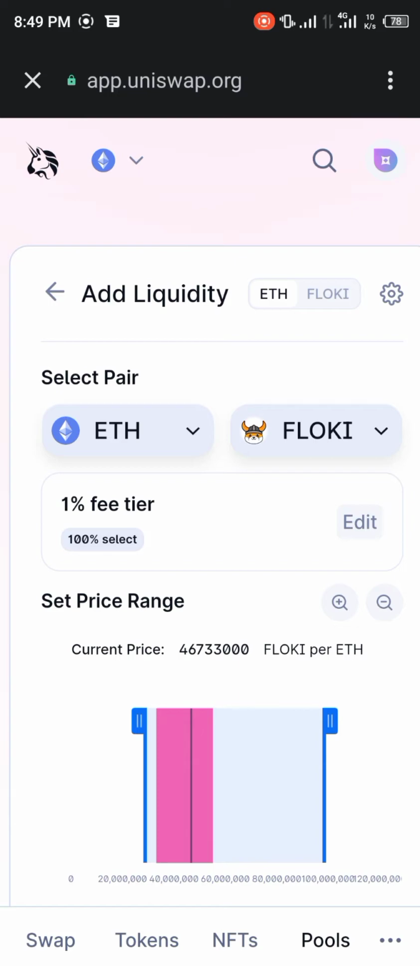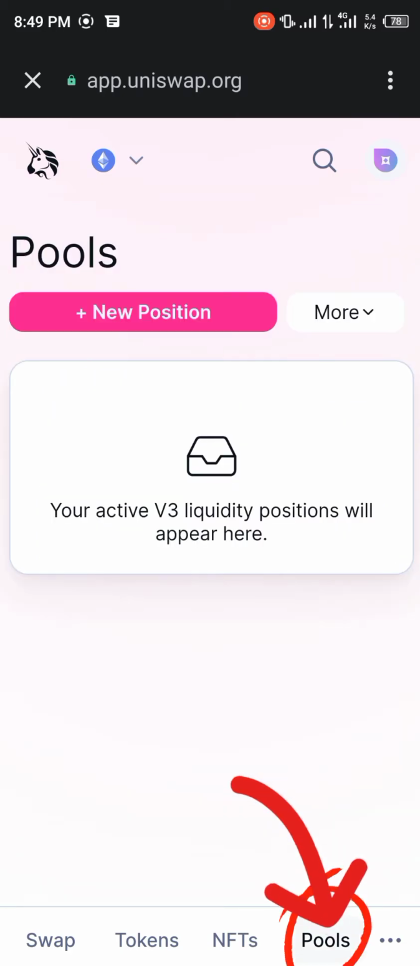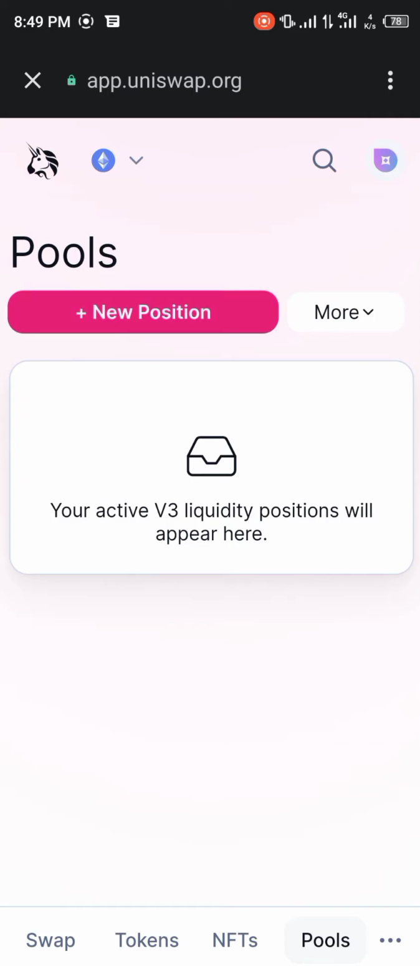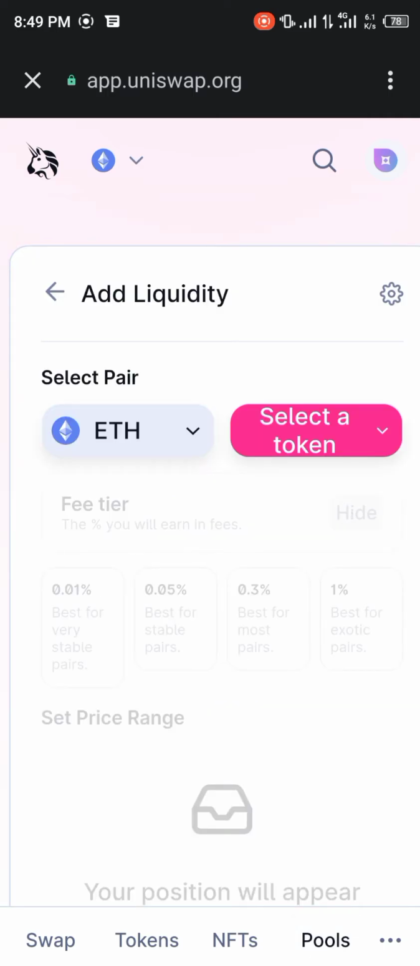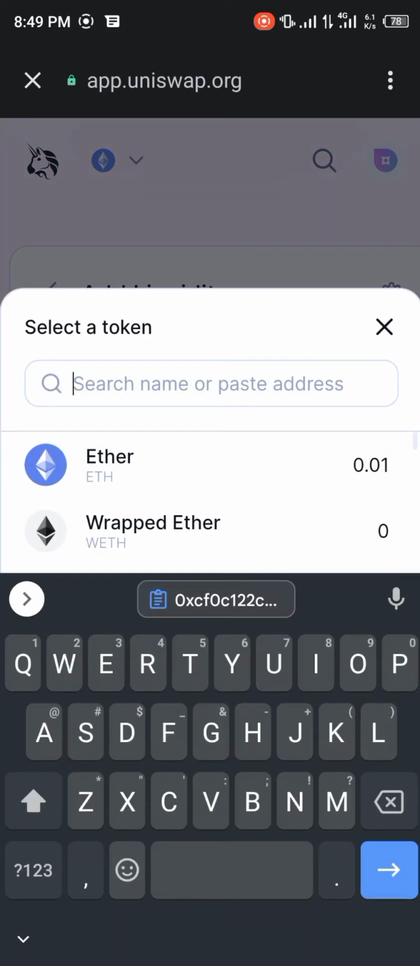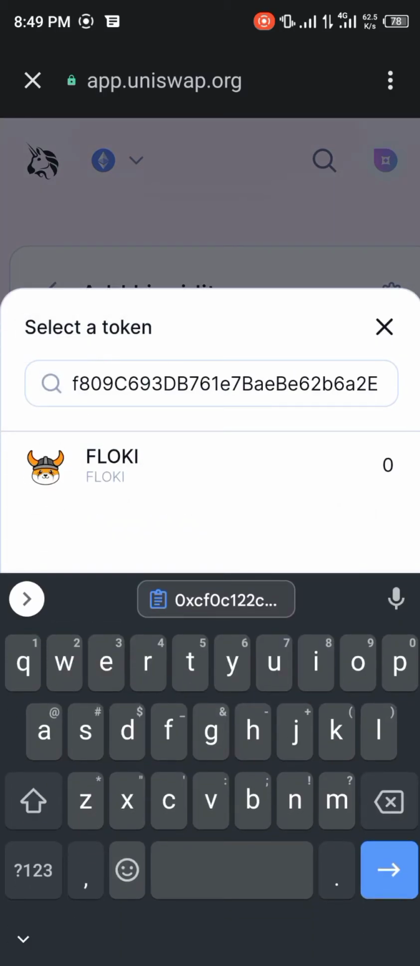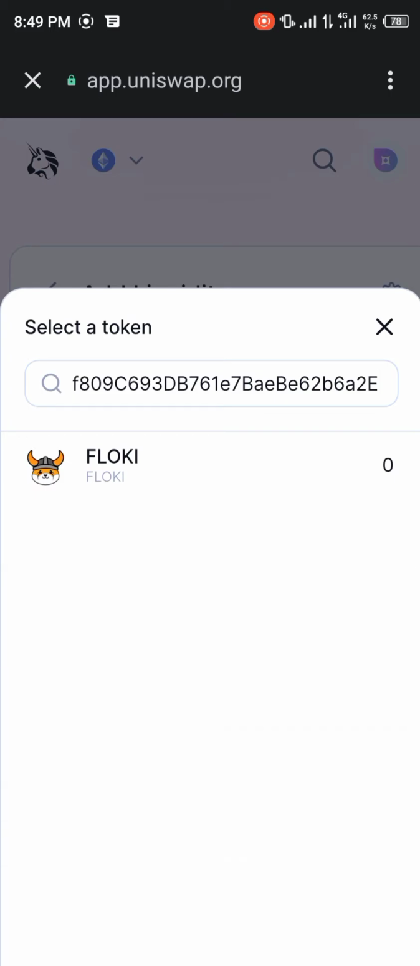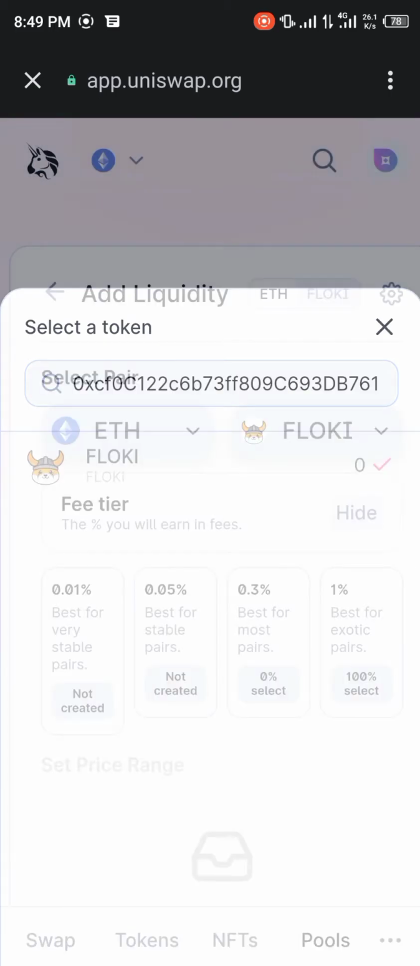So once you open up Uniswap, make sure you head over to the pool, which is at the bottom of the screen here, and you simply click on add new position, and you click on select the token, and then you simply paste the contract address you just copied, which belongs to the Floki Inu. Click on Floki.